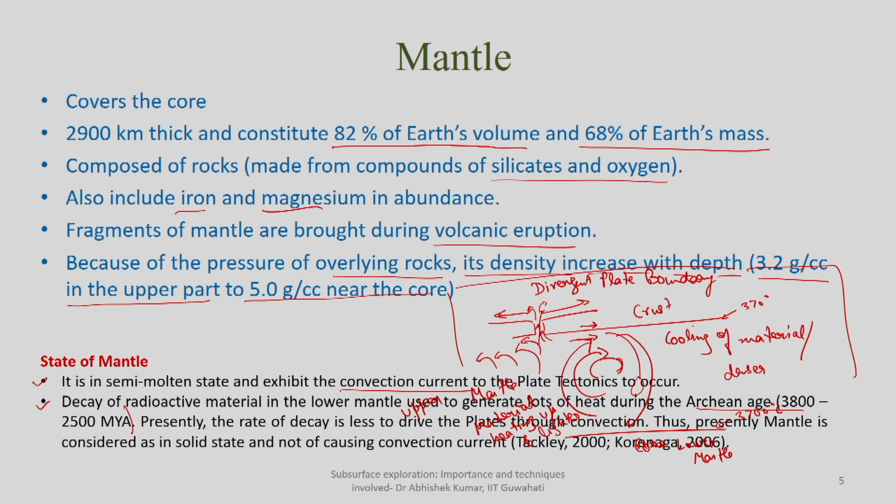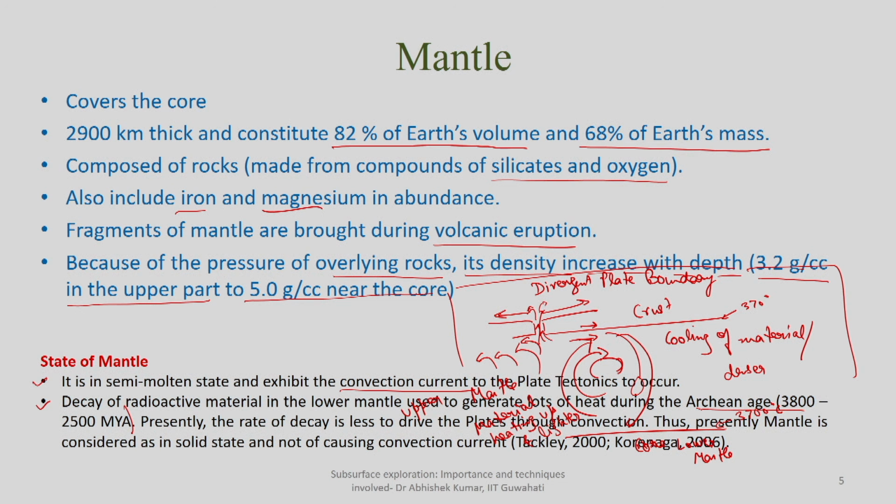There were processes happening in the Archean age, 3800 to 2500 million years ago. During that time there was decay of radioactive material present in the lower part of the mantle, which was also contributing to the convection current responsible for the movement of the plates.